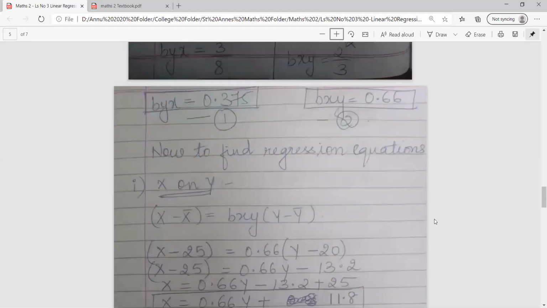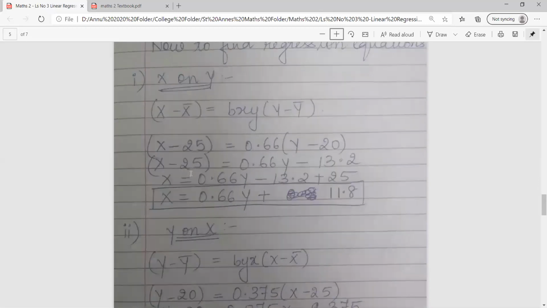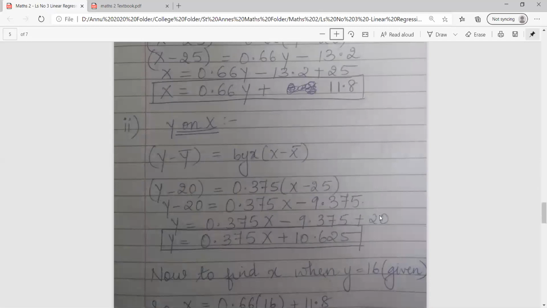After that, you can put the formula to find the regression equation of x on y and similarly y on x. So x minus x bar is equal to bxy into y minus y bar. On substituting the values, I get the equation which you can see I have highlighted by putting it in a box. In the same way, you can find the regression equation of y on x. So y minus y bar is equal to byx into x minus x bar. This is the next equation which I have got.